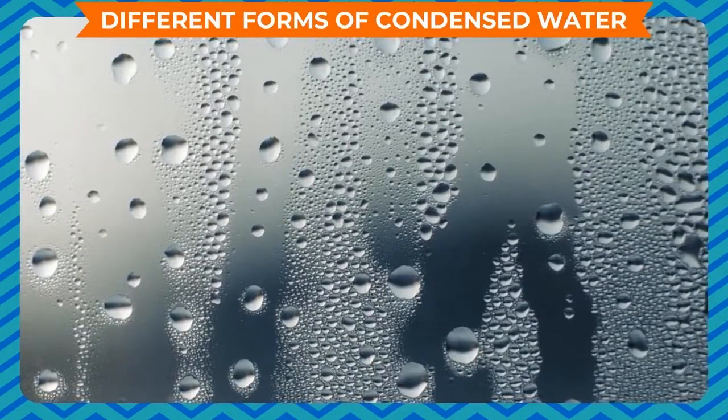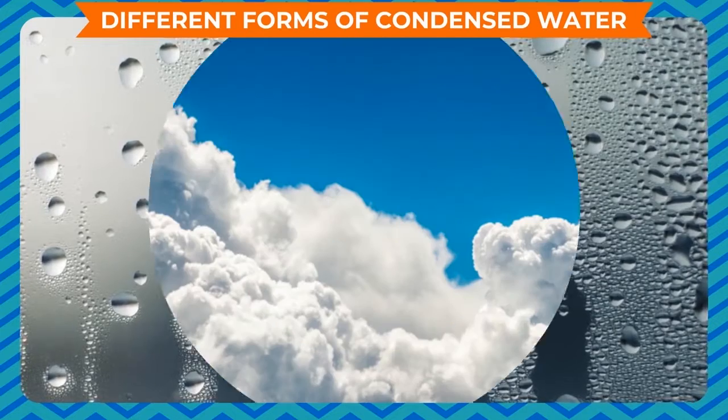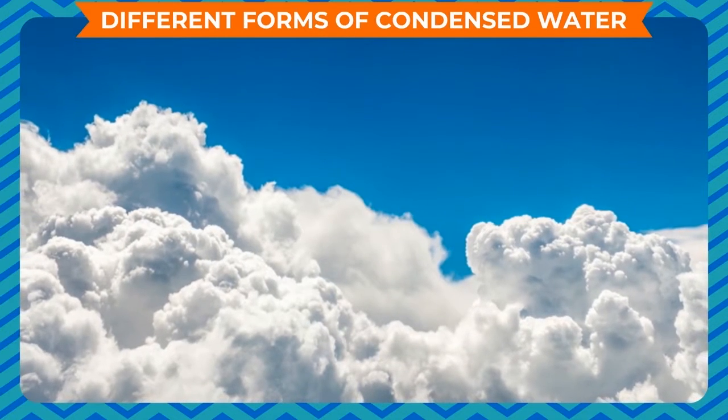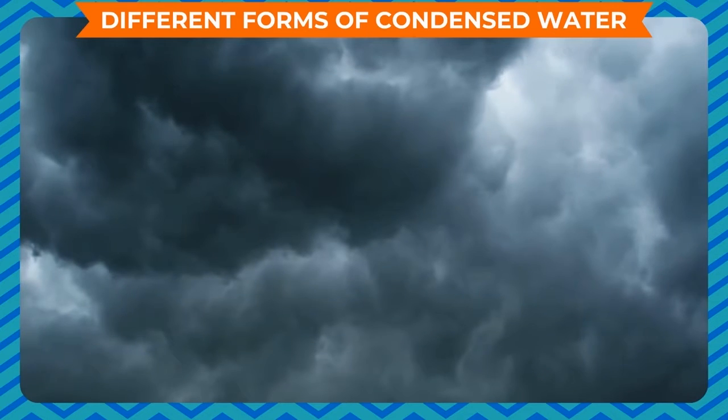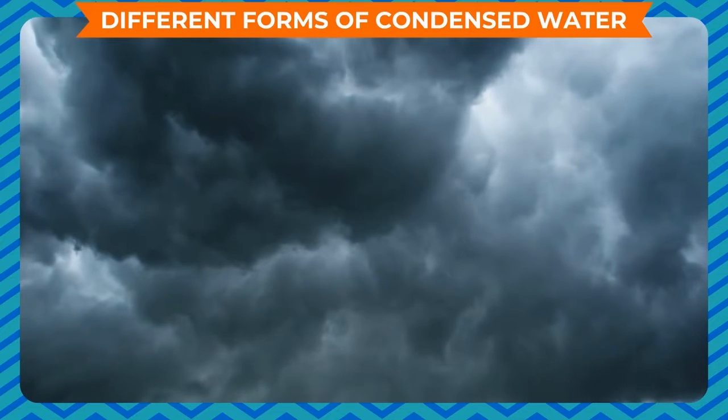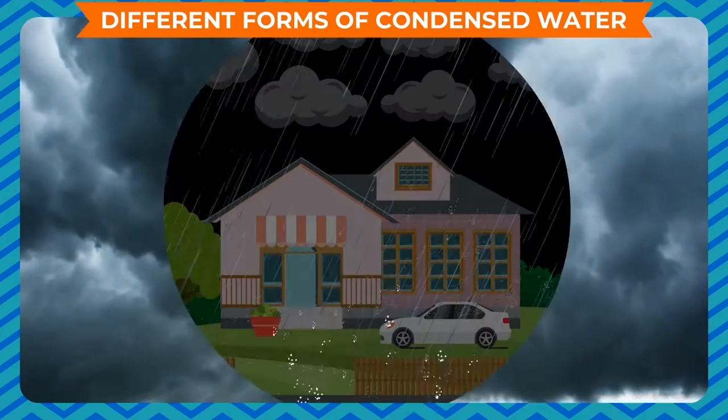These droplets combine together and form clouds. When these clouds pass through cool air, the little droplets become large and heavy. These water drops fall on the earth as rain.